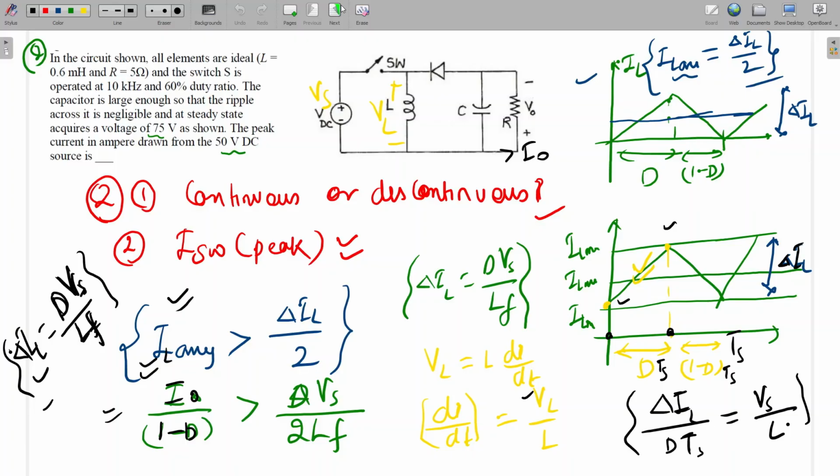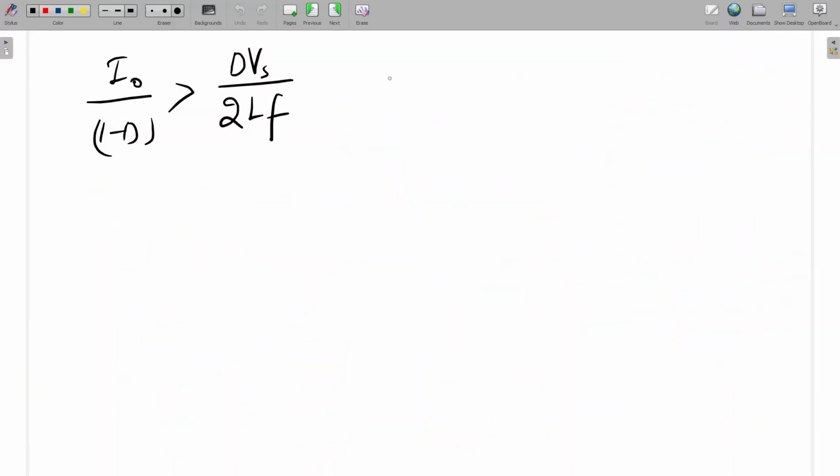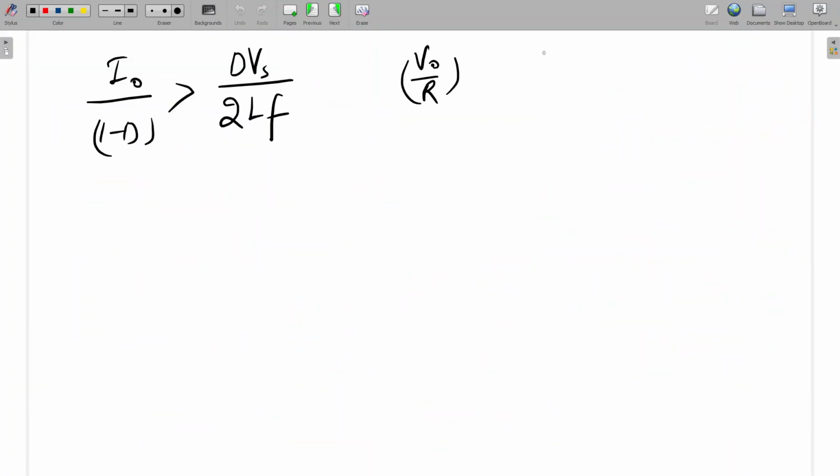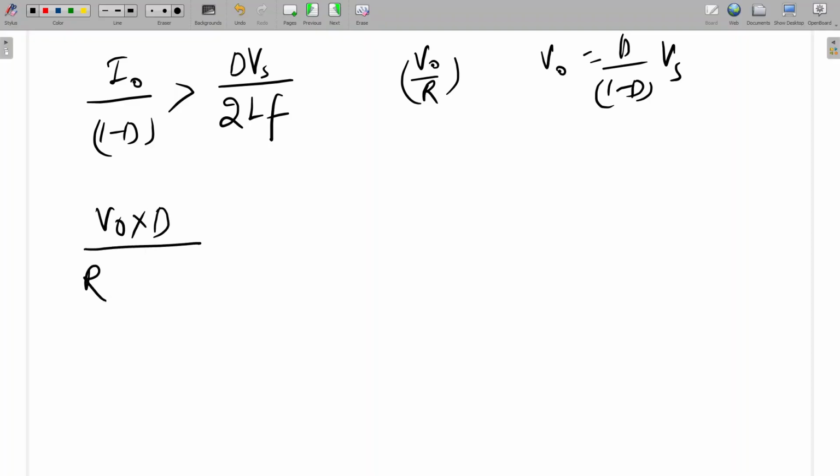One second. So here we can write I naught is equal to V naught by R. What is V naught? For the buck-boost converter, V naught is equal to D upon 1 minus D into Vs. So finally here we can write V naught into D divided by R into 1 minus D square. This should be greater than dVs divided by 2LF.